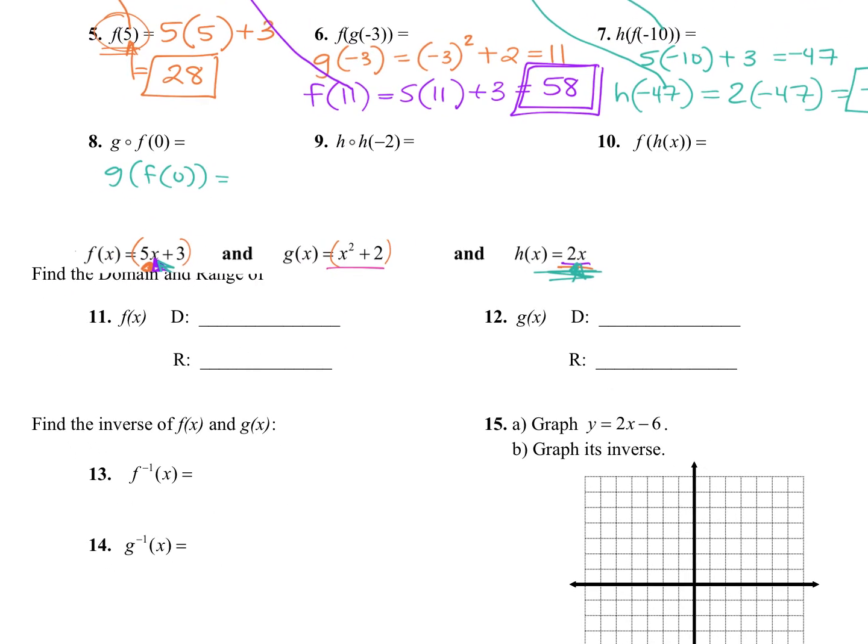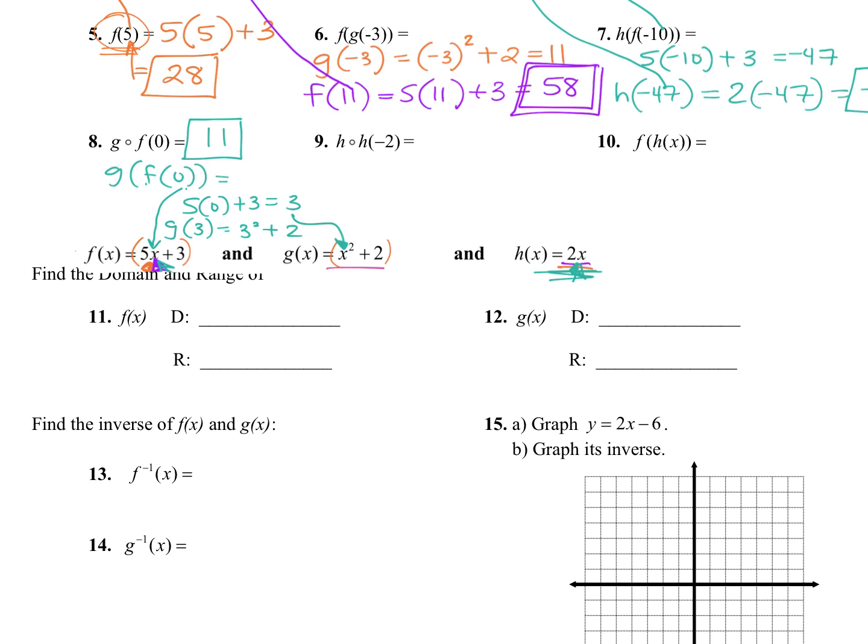Okay, so if it's f of 0, the 0 is going to go into our f of x function. So 5 times 0 plus 3 is 3. And then we plug that 3 into what? G. Yeah, so that's going to go here in our x for our g of x function. So g of 3 is 3 squared plus 2, or 9 plus 2, which is 11. Okay, so plug it into f first, and then whatever you get from that, plug that into g. Okay.